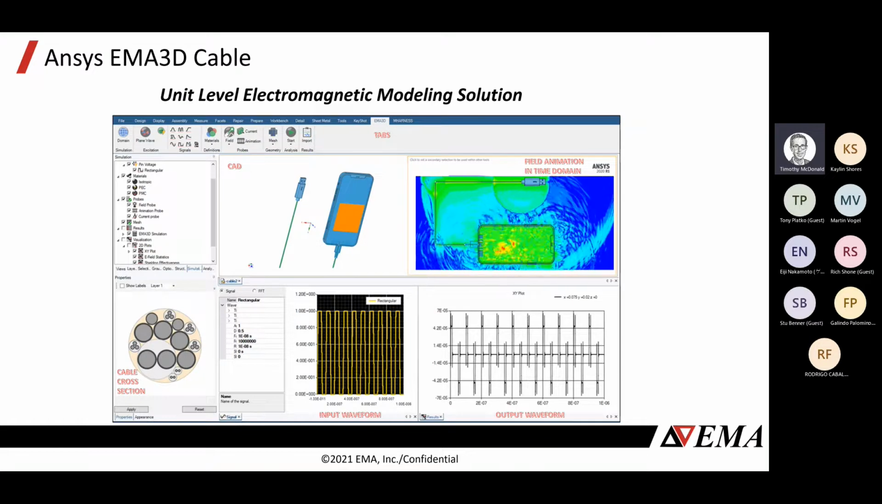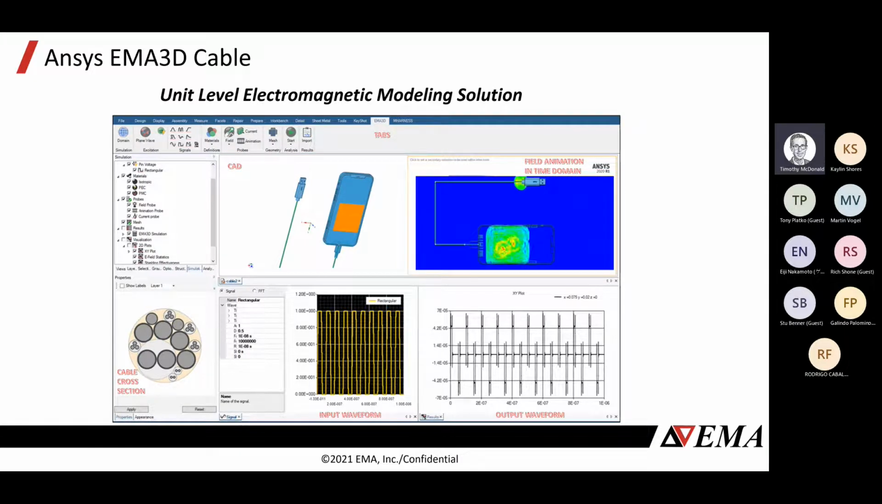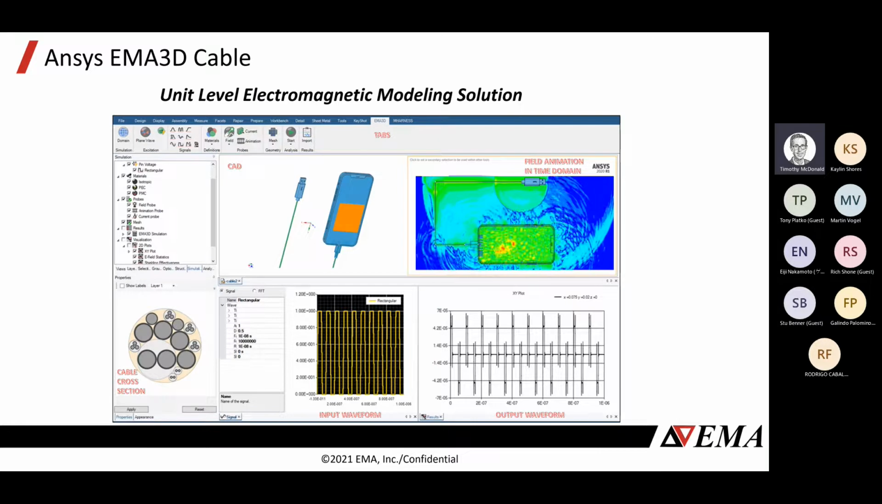So there are services to help you when you fail a unit or you want to get involved in full device simulation, and there's products that you can buy. The simulation products are from ANSYS. The services typically are from EMA. So the first product and the first workflow I'm going to talk about is EMA3D Cable.